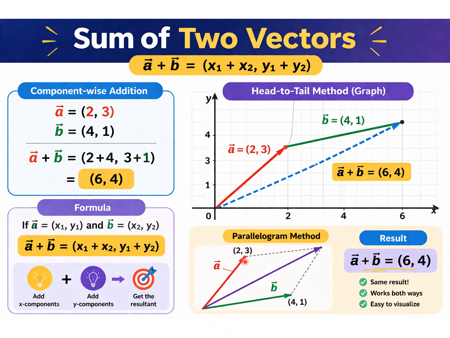Another method is the parallelogram method. Once you have the two vectors having the same head, you draw a parallelogram, and in this case, the sum is going to be the diagonal of this parallelogram.